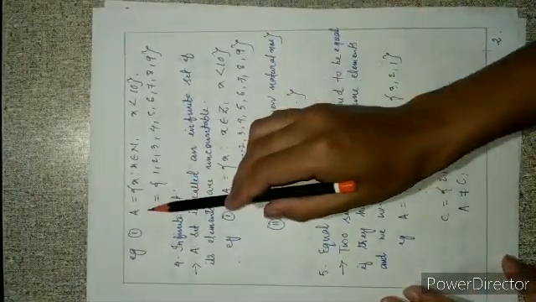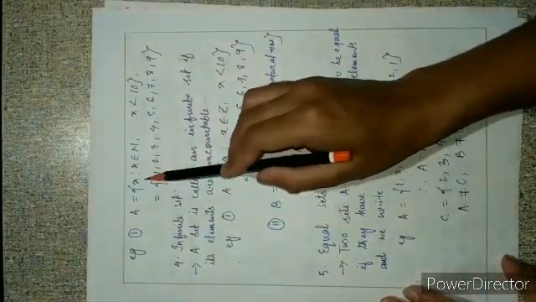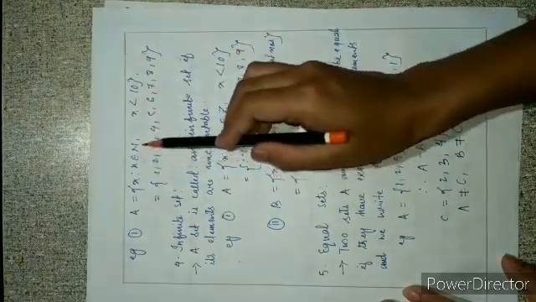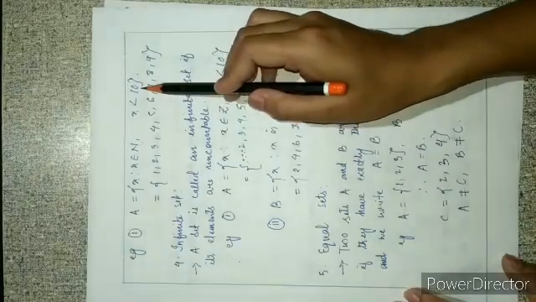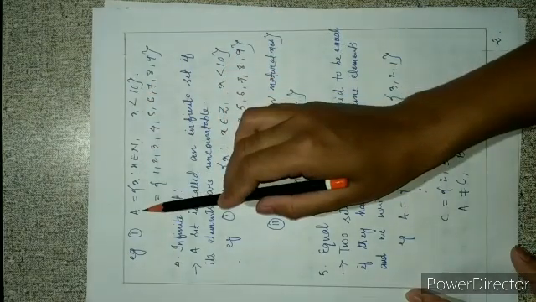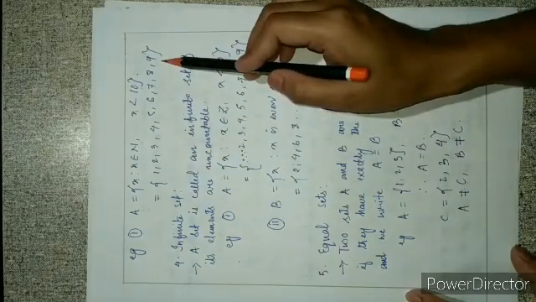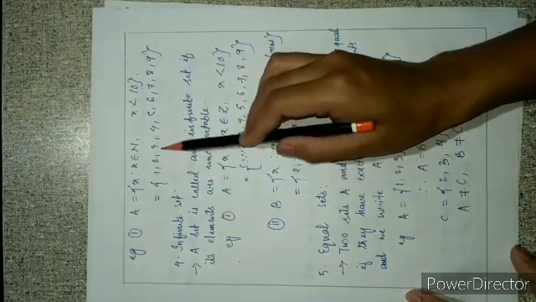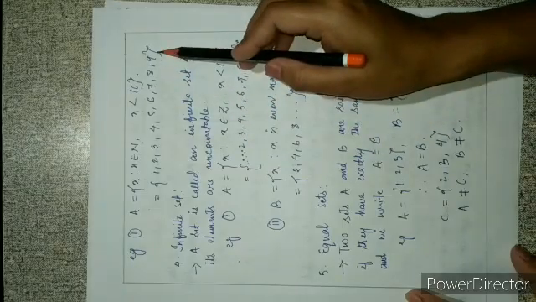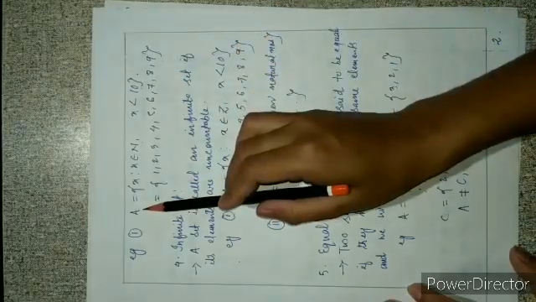Example, set A consists of element x. X is a natural number and x is less than 10. Then set A consists of all the natural numbers which are less than 10. They are 1, 2, 3, 4, 5, 6, 7, 8 and 9. These elements are countable and so set A is called finite set.